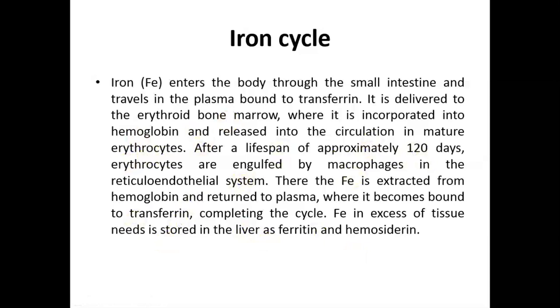Absorbed from the intestine, carried by transferrin, it goes to the bone marrow, enters the precursors of red blood cells, and comes out of the marrow as red blood cells containing hemoglobin. They circulate until they finish their lifespan of 120 days, destroyed by the macrophages in the spleen. It will release iron for the hemoglobin and get it back to the plasma, bound to transferrin, returning again to the marrow to produce more red blood cells. And if I have an excess that I don't need, it will be stored as ferritin and hemosiderin inside the reticuloendothelial cells, liver and spleen.